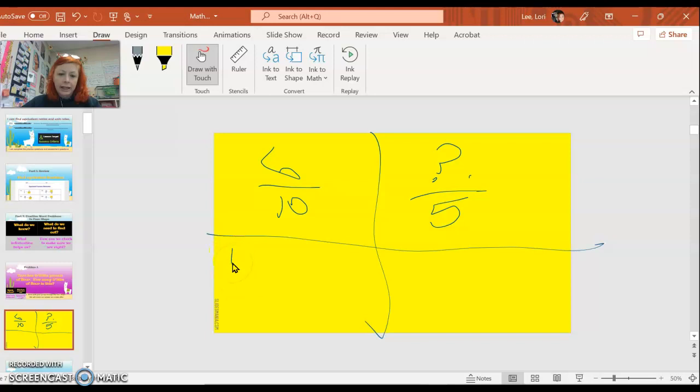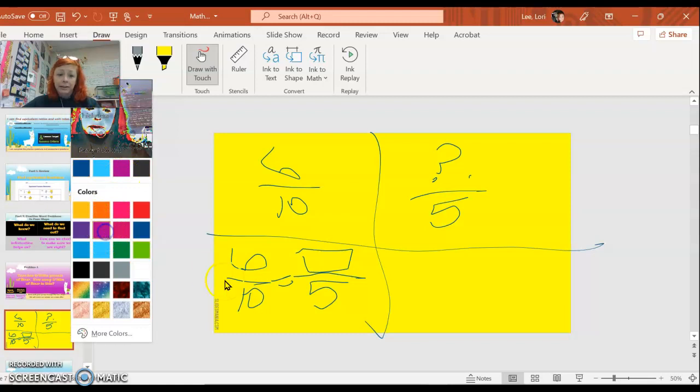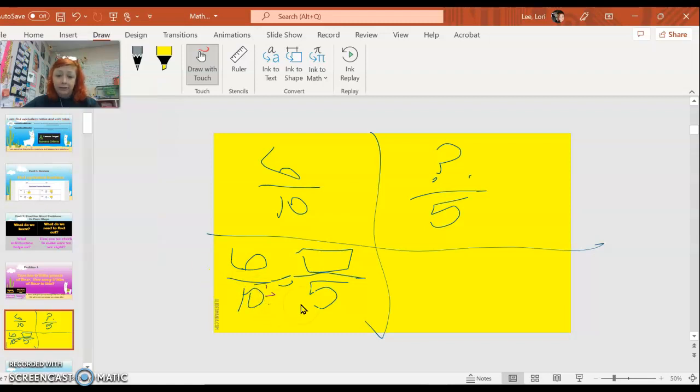Well, down here I could say, I know that 6/10 is equal to something over 5, right? I could figure this out. Now, a lot of times kids will say, oh, I know this, 5 times 2, and then they'll do 6 times 2 is 12. But really, I'm not doing that. To get 10 to become 5, 5 is smaller than 10. So I can't do a multiplication. I'm going to have to divide, which means that if I divide the numerator, I've got to divide the denominator and vice versa. What am I going to divide 10 by to get 5?